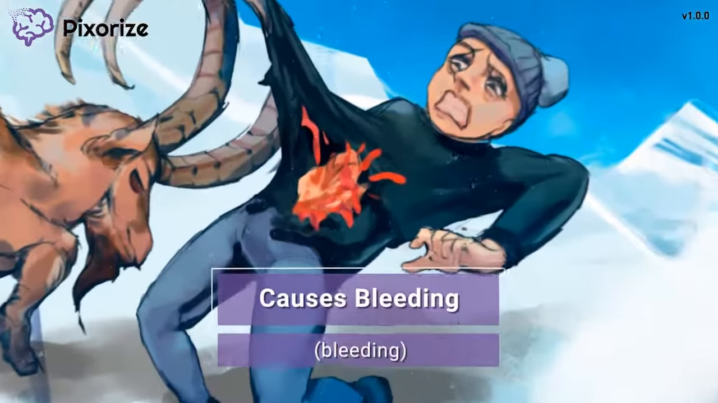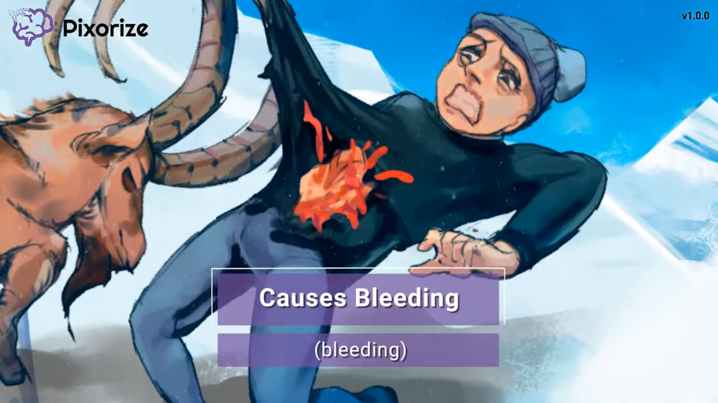Keep an eye out for symptoms like nausea, abdominal pain, or bloody stools, because these are potential symptoms of GI ulcers. Not only did the ibex's horns pierce through his shirt, but they also cut the man's skin so that he's bleeding. This should help you remember that NSAIDs can cause bleeding.